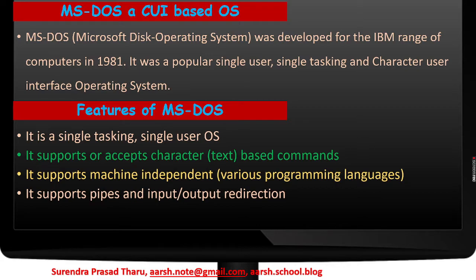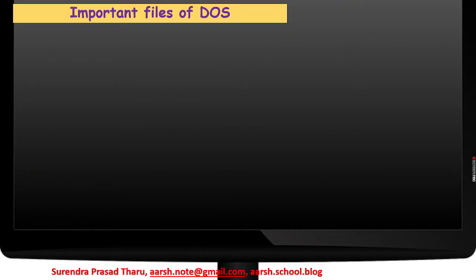It supports pipes and input output redirections, meaning it supports different types of languages, different types of drivers and different types of jack slots, so that it is able to communicate equally with any other devices. It supports flexible file location, so that we can manage the memory and use huge size programs as well. These are the basic features of MS-DOS.